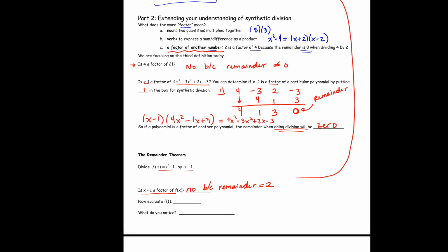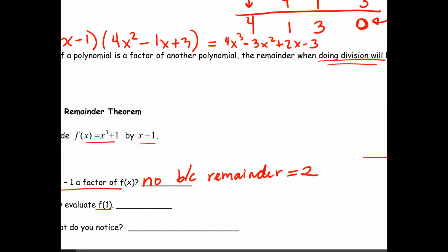Now, what if we actually evaluated the function at 1? Let's quickly remind ourselves of function notation. What is that asking you to do? Plug in 1 into the function f of x. So it would be 1 cubed plus 1. What's 1 cubed plus 1? 2. What do you notice about that? It's equal to the remainder.